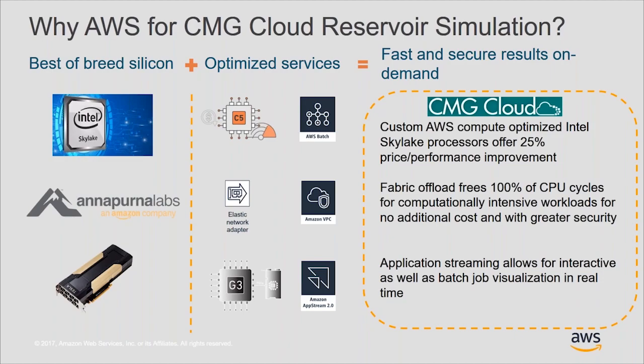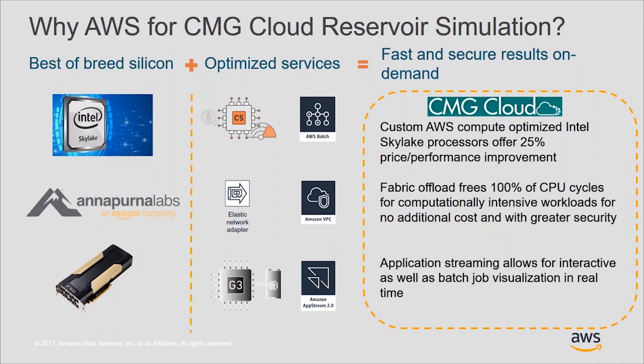The C5 instances running on AWS Batch for CMG have additional power per vCPU and provide a 25% price performance improvement over the prior generation of C4 instances. The Nitro Interconnect leverages AWS compute optimized instances, and CMG is able to offload the entire EC2 software stack. That means storage, networking, monitoring, security, hypervisor management are all offloaded to the Elastic Network Adapter, freeing up more cycles to accelerate time to results, all at no additional cost.